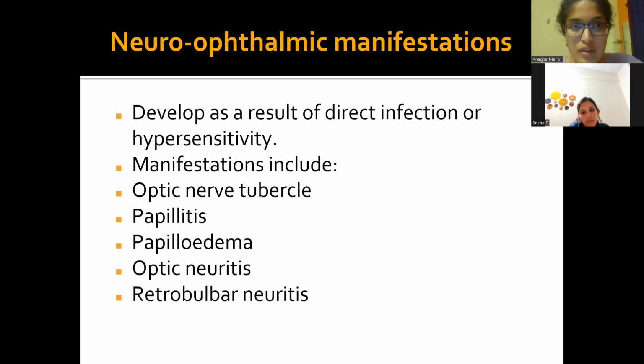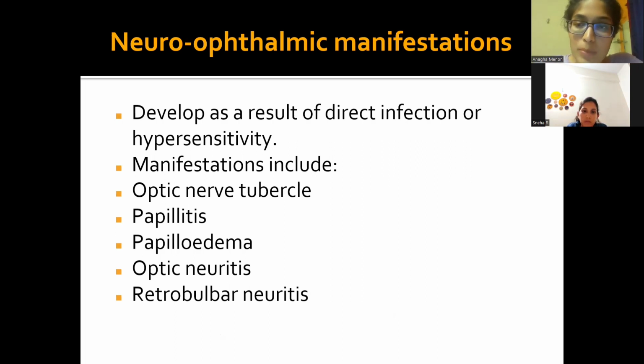Okay. Coming to your neuro-ophthalmic manifestations. So this develops as a result of direct infection or hypersensitivity. Direct infection is again very rare, right? It's mostly the hypersensitivity to the tubercular proteins that you can see in these neuro-ophthalmic manifestations.